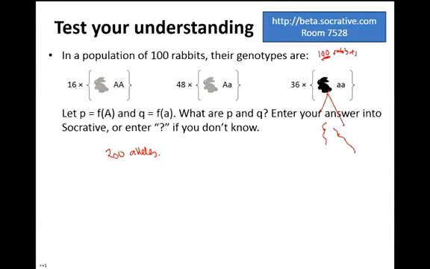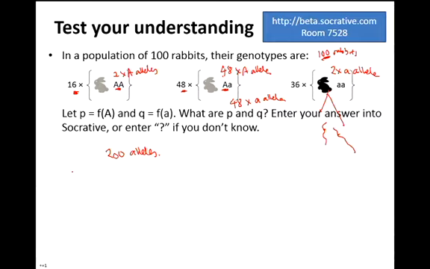Here, 16 rabbits have this genotype. This genotype means that each of these 16 rabbits has two big A alleles. In the 48 rabbits here, each rabbit has one big A and one little a, which means if you have 48 rabbits, you have 48 of the big A allele and 48 of the little a allele. So far, so good? And in this type of rabbit over here, you have 36 of them, and each of these 36 has two of the little a allele.